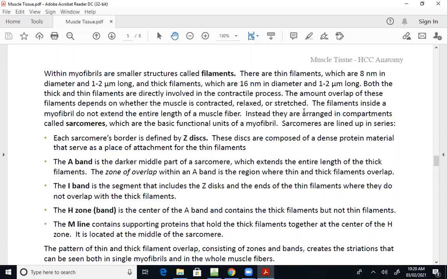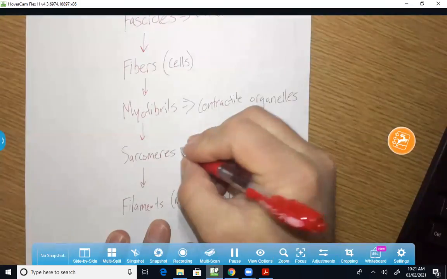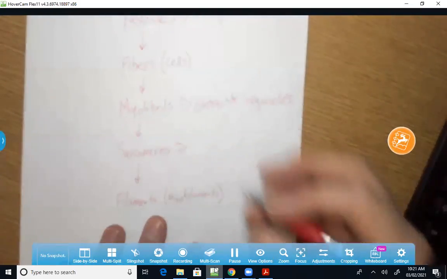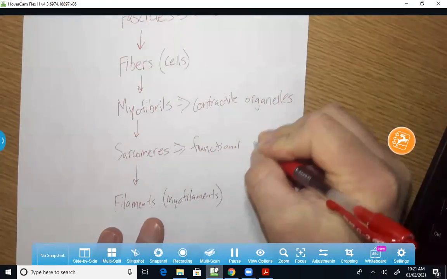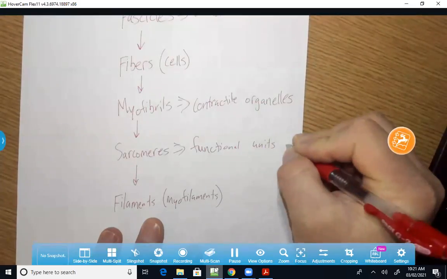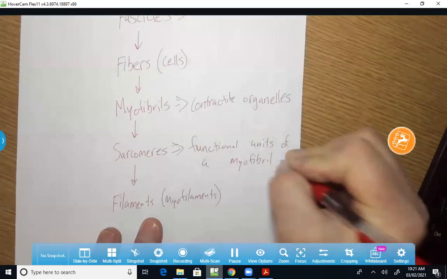Okay. Filaments inside a myofibril do not extend the entire length of the muscle fiber. Instead, they're arranged in these compartments called sarcomeres. Okay. So I'm actually gonna list off here. Sarcomeres are the functional units of a myofibril.